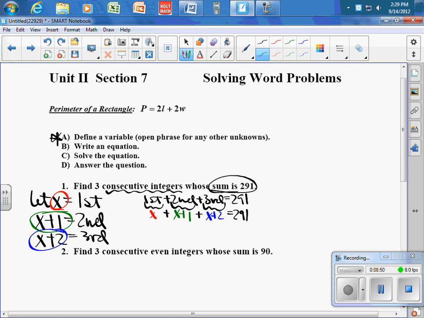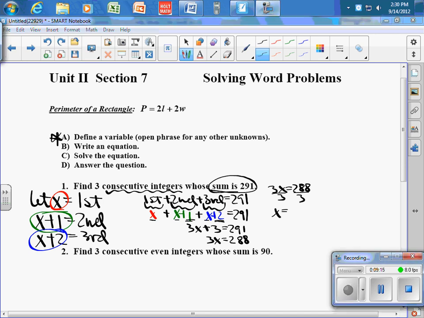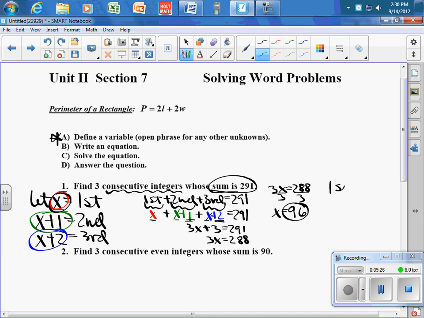Well, this is an equation we know how to solve. All we have to do is combine like terms. X plus x plus x is 3x. 1 plus 2 is plus 3 equals 291. Subtracting 3 from both sides, we get 3x is equal to 288. And when I divide both sides by 3, 288 divided by 3 is 96. So x being 96, that's our first integer. So our first is 96.